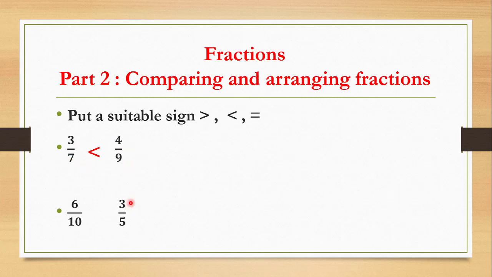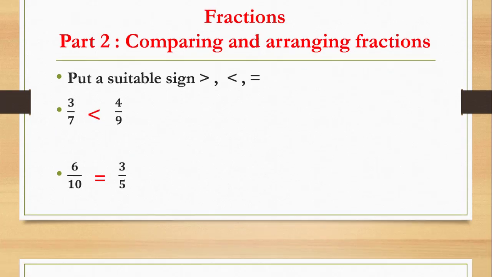Okay, let's move to the second one. By the same way, they are completely different. So 10 times 3, 30. 5 times 6, also 30. So what is the suitable sign here? Greater than? No. Less than? No. So equal. They are equal. 30 and 30. Okay.